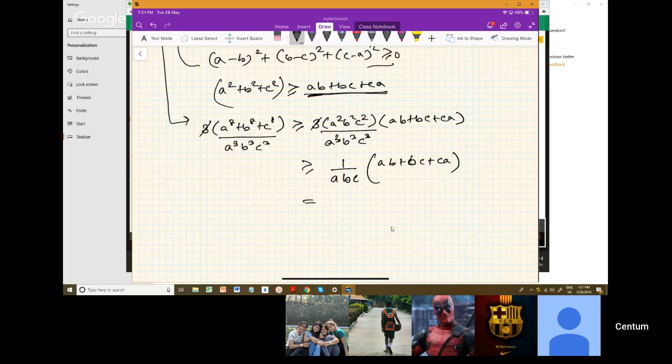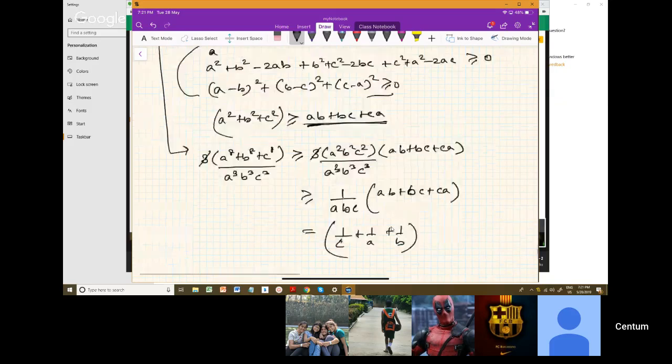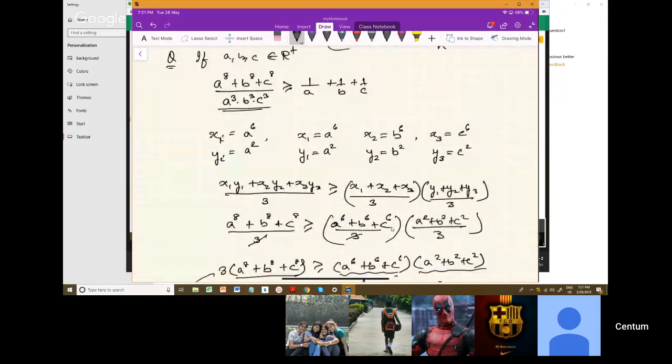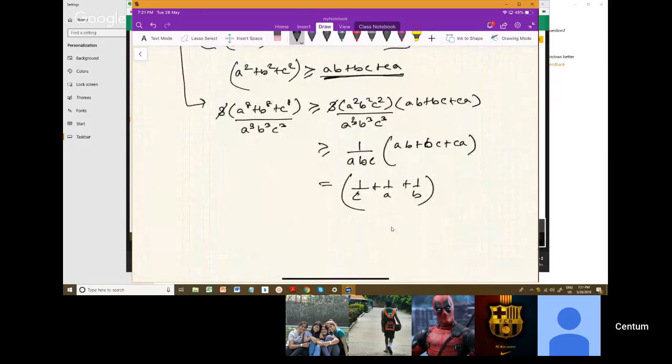Hence it is 1 by what? 1 by C plus 1 by A plus 1 by B. Isn't it? So the right hand side we arrived at whatever was required: 1 by A plus 1 by B plus 1 by C. So hence this inequality is proved.